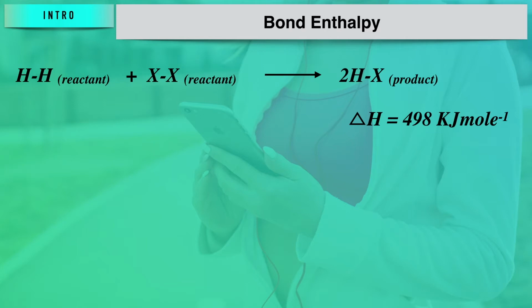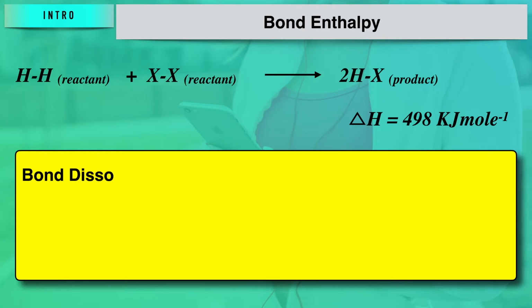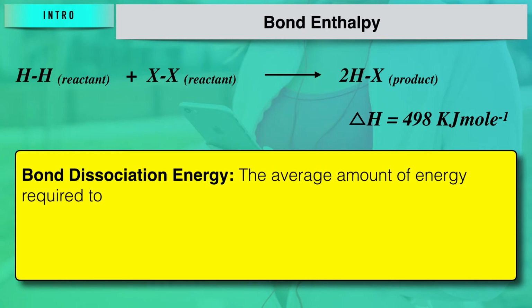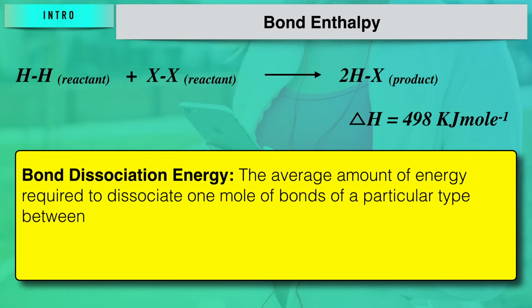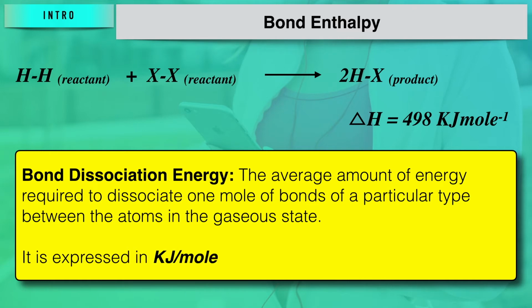In particular, if you want to find out what a bond dissociation energy is, it is the average amount of energy required to dissociate 1 mole of bonds of a particular type between the atoms in the gaseous state. And in SI units, it's expressed in kilojoules per mole.